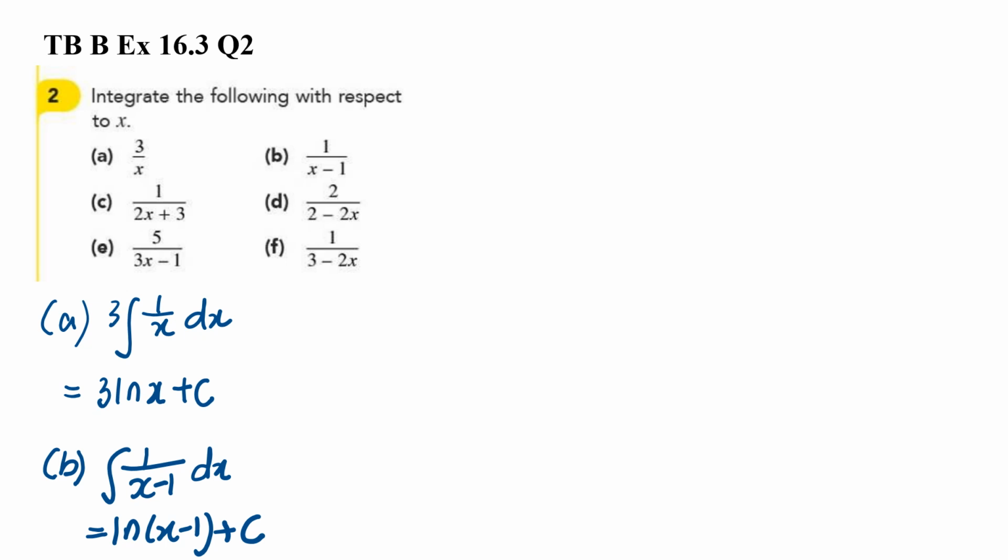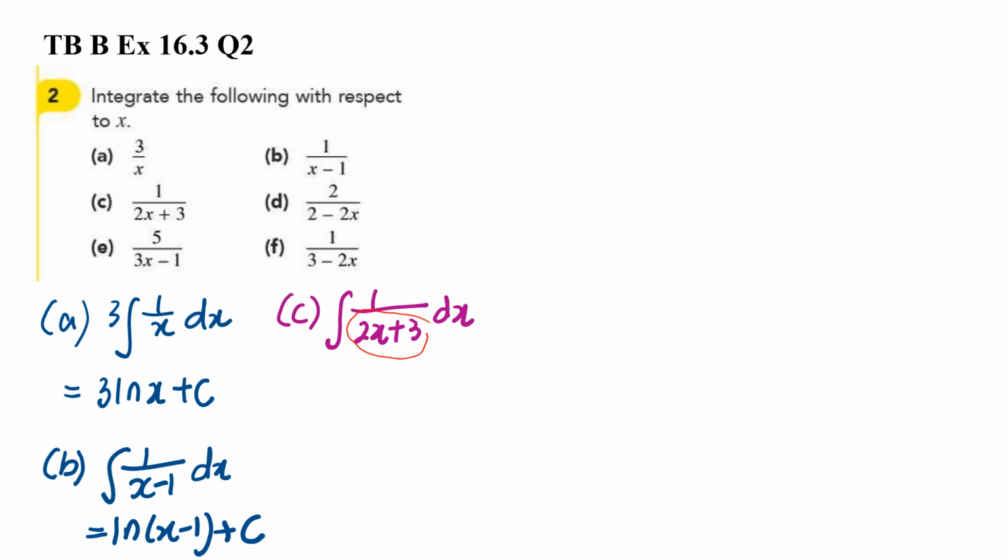Let's look at b. That will give you ln of x minus 1 plus c. Let's look at part c. All right, part c will involve one more step. That is, you need to divide by the differentiation. In this case, it's not the power, but the denominator.